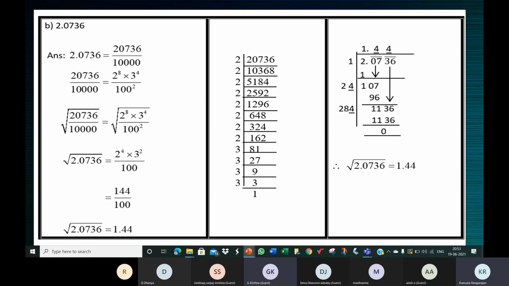Anish: Ma'am, I have a question. Yeah, one minute. Kirtana, one minute. Anish, what is the improper fraction? Ma'am, improper fraction is 11236 by 729. Okay, now it's correct. Okay, ma'am. Yes, Kirtana, what's your question?